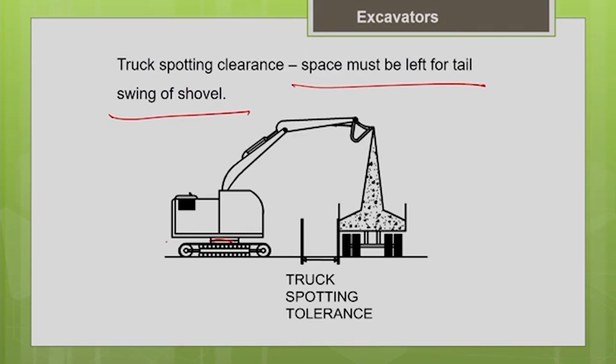So, when it rotates, you should make sure that the tail of this shovel does not collide with the truck which is placed closer to the shovel. That is why there should be some space left for the tail swing of the shovel. That is called truck spotting clearance.